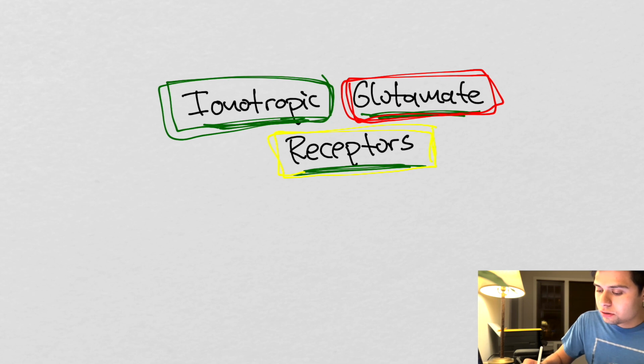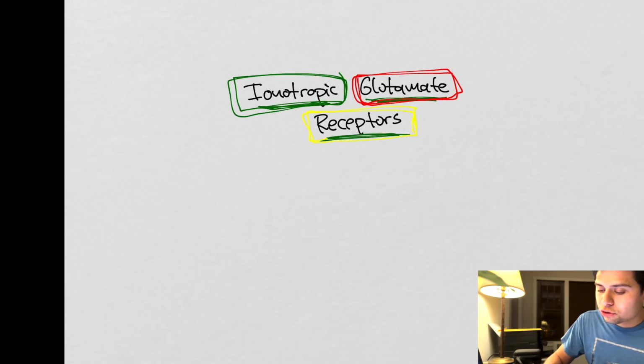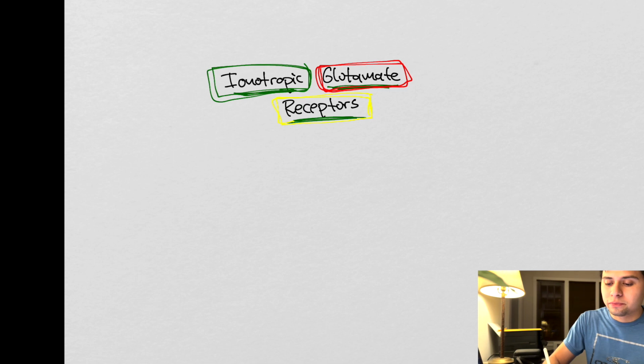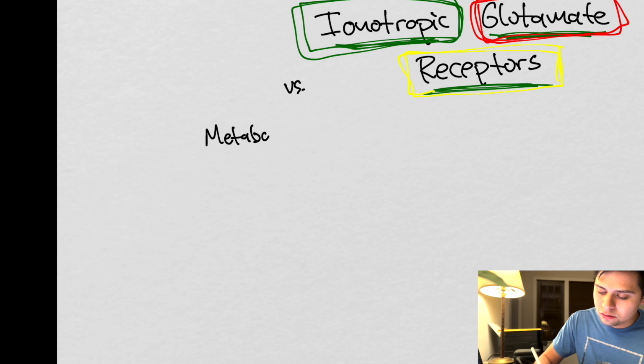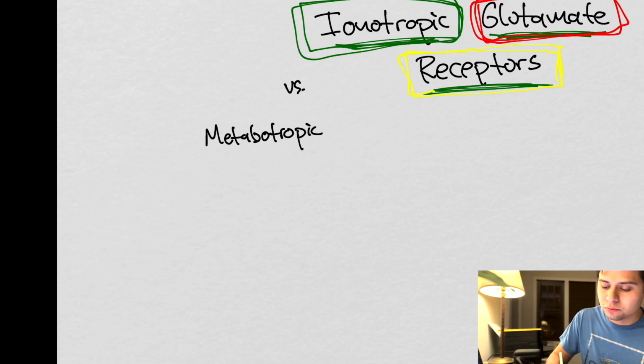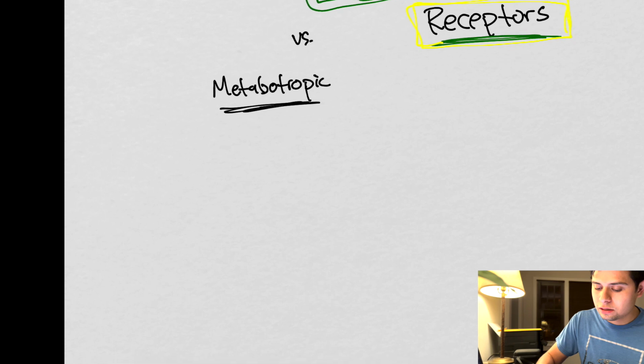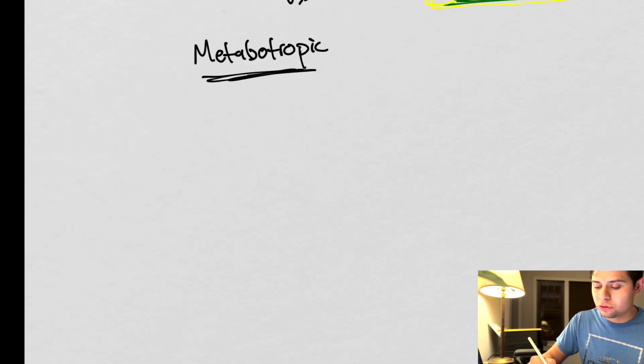So, ionotropic, what does ionotropic mean? Well, we can contrast that with another term: ionotropic versus metabotropic. When we contrast these two terms, metabotropic refers to the idea that you have some cell.